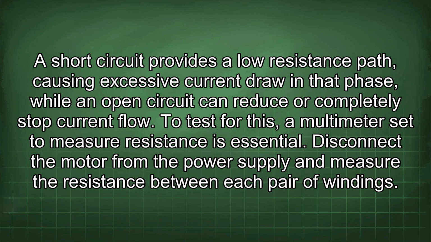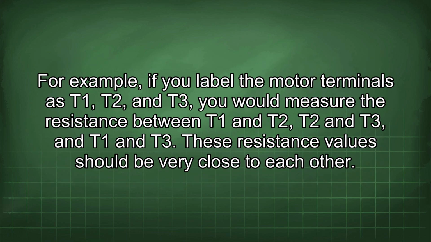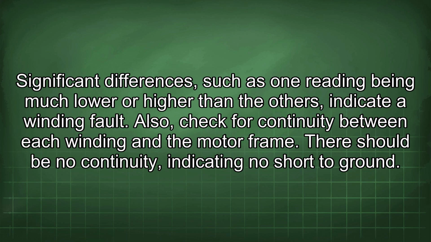Disconnect the motor from the power supply and measure the resistance between each pair of windings. For example, if you label the motor terminals as T1, T2 and T3, you would measure the resistance between T1 and T2, T2 and T3, and T1 and T3. These resistance values should be very close to each other. Significant differences, such as one reading being much lower or higher than the others, indicate a winding fault.